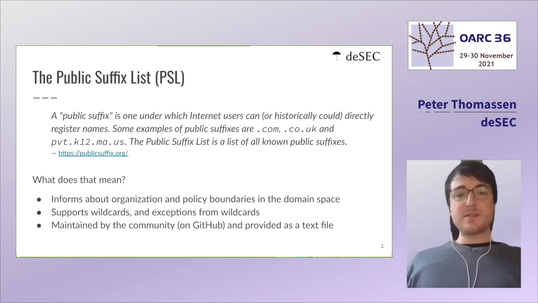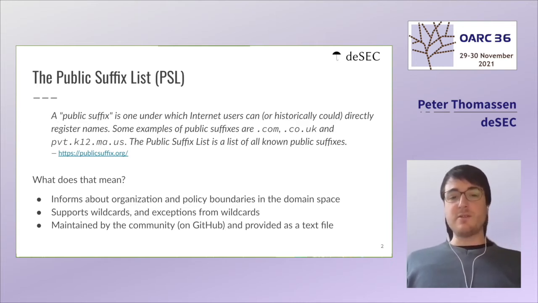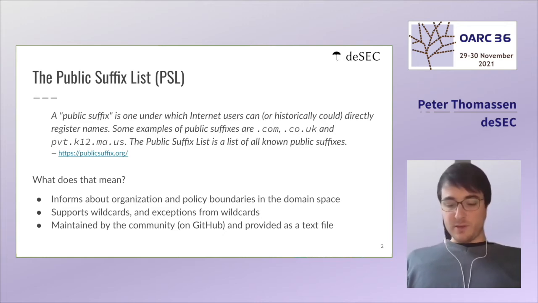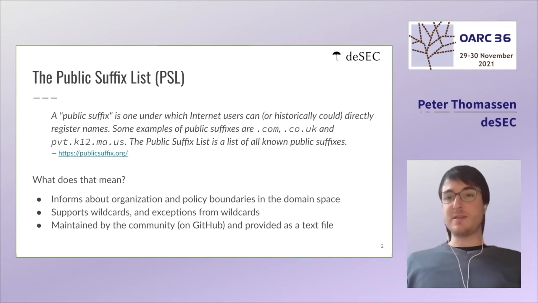So what does it mean? The public suffix list informs about policy and organizational boundaries in the domain space. It supports all kinds of things, including wildcards and exceptions from wildcards, and it's maintained by the community on GitHub, and the regular mode is provided as a text file.